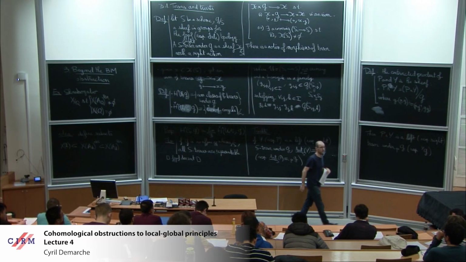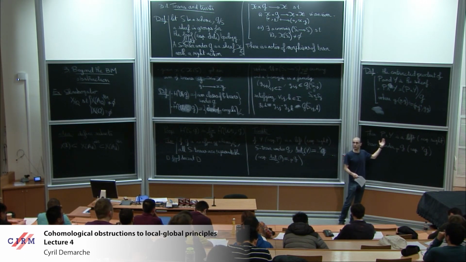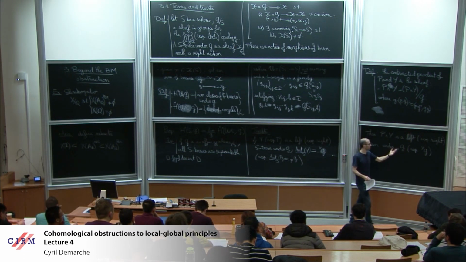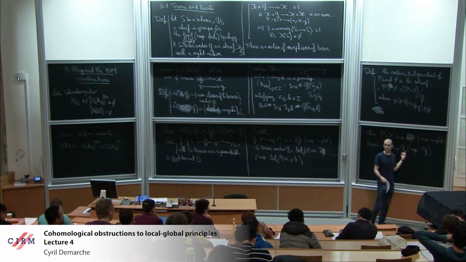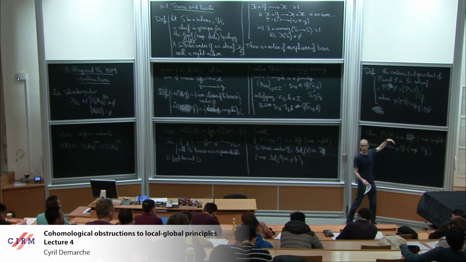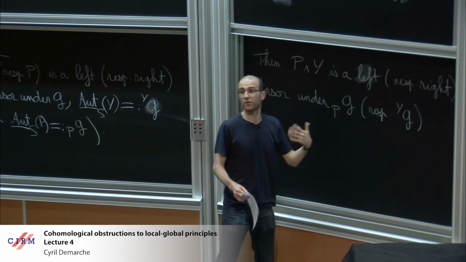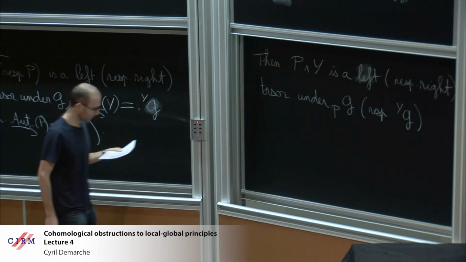Okay? So in some sense, we have a kind of product on the set of torsors, but the problem of this product is that we change the group. Okay? The result of the product is not a torsor under G anymore, but under a twisted version of this group. Okay?